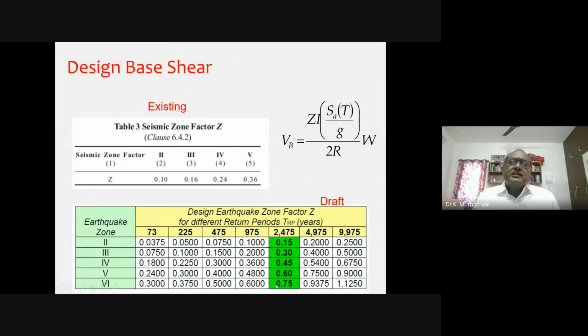What I am trying to say is the draft code already says the zone factor given in this code is being increased to almost twice to thrice. I want you to note this. This is the first point I want you to note. Even though you are bound to design as per the current code only, you can keep in mind that the possibility of exceeding this force is a reality.